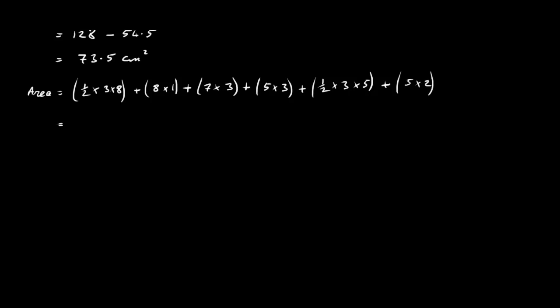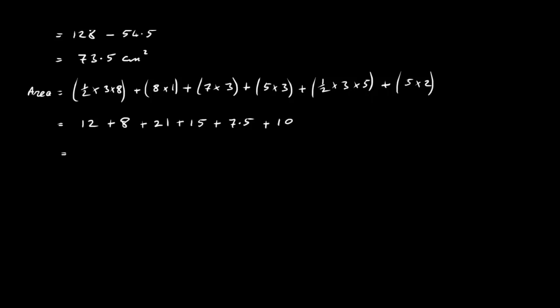Okay, so let's add these up, and we should end up with 73.5, hopefully. So here we have half of 3 times 8, so that's going to be 3 8s, 24. Half of 24 is 12. Here we have 8 times 1, which is 8. Here we have 7 times 3, which is 21. We have 5 times 3, which is 15. We have half of 3 times 5. Well, 3 5s 15. Half of 15, 7.5. And then finally 5 times 2, which is 10.